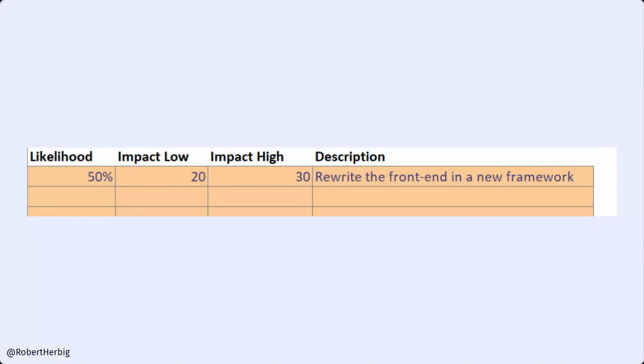So I chose this one as an arbitrary example. I'm sure no one in this room has ever had to do something like rewrite a large chunk of code. I have been in that situation, unfortunately. And so it's a good example of a possible risk. It's only 50% likely in this model, but it has a high impact. Now, I sort of exaggerated the numbers here specifically so that we could see it easily.